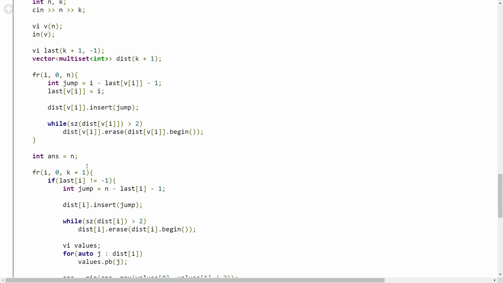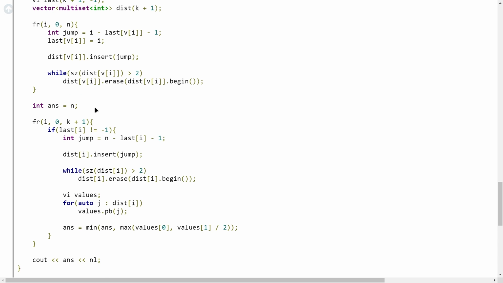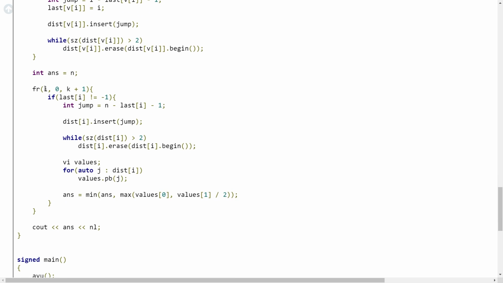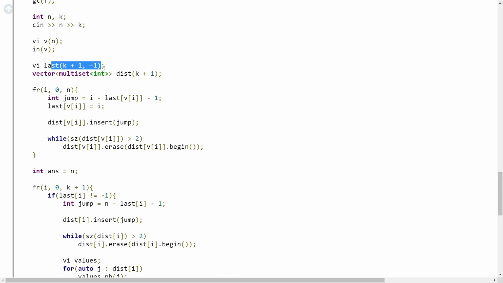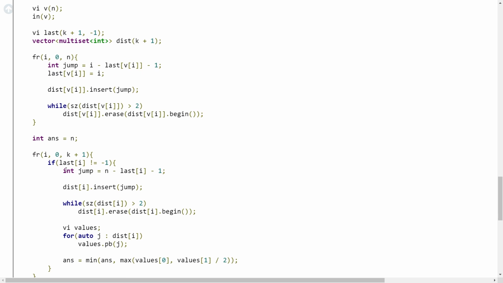Now I can initialize my answer with n, because this is going to be my maximum upper bound. What is the worst case? I can try to jump all the stones. So in that case my answer can be n. This is my worst case, and I can start a for loop from 0 till k plus 1. This is going to go through all the k colors, and if last of I is not equal to minus 1. I initialize all the values in the last vector with minus 1, so it is only going to be minus 1 if it is not present in my array itself. So if it is not minus 1, I can create one more jump.